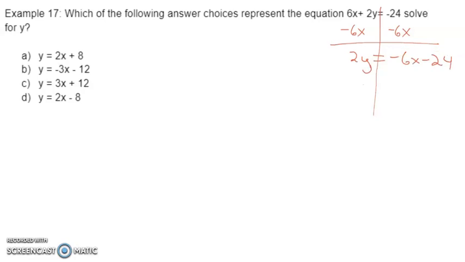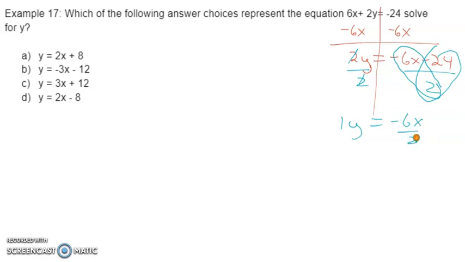So since 2 is being multiplied to the y, I'm going to do the opposite of multiplication, and I'm going to divide both sides by 2. And then 2 over 2 is just 1, so I'll get 1y is equal to, now for this, I'm going to set this up a little bit differently. I'm going to write this first term over the 2, and then the second term over the 2. So I have negative 6x divided by 2, and then I have minus 24 divided by 2.